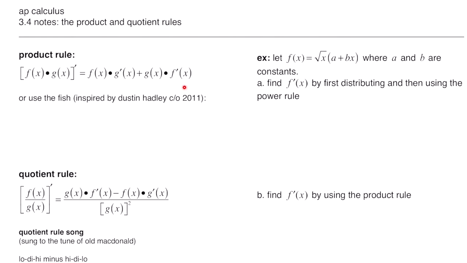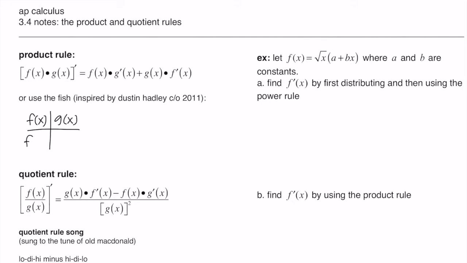It works every time. But I also wanted to show you guys what we call the fish in F106, and it was inspired by our student Dustin Hadley, class of 2011. So it's still the product rule, it's just in a nice little concise graphic organizer. So to do the fish, you put the first function in the top left corner, then you put the second function in the top right corner.